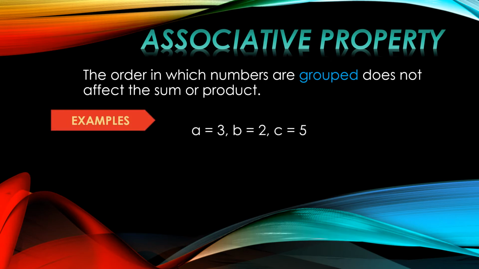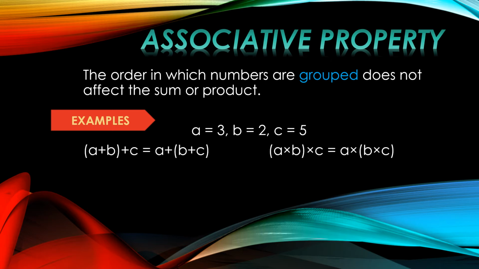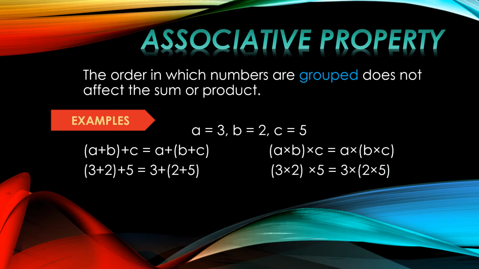Here I have taken a equal to 3, b equal to 2 and c equal to 5. In first you can see I have taken a plus b plus c, and in this I have grouped a plus b equal to a plus b plus c. In this I have grouped b plus c. Same in multiplication also. Next 3 plus 2 plus 5 equal to 3 plus 2 plus 5.